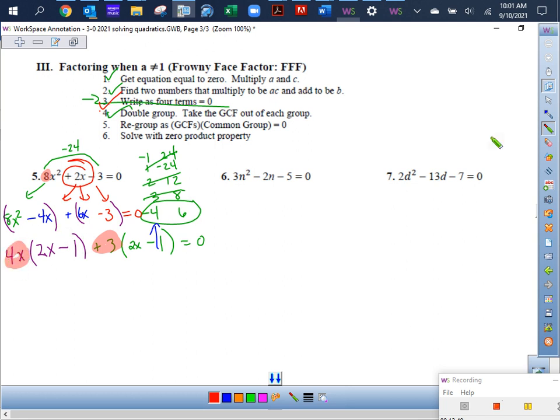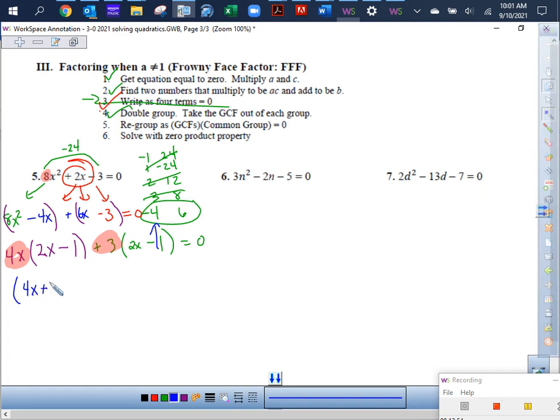These are the GCFs that we took out. Take the GCFs and make them a group of their own. Then the common group is in this group common to both of those. Bring him down for the ride. Keep it equal to 0 because we haven't solved for x yet. Now we have factored this.